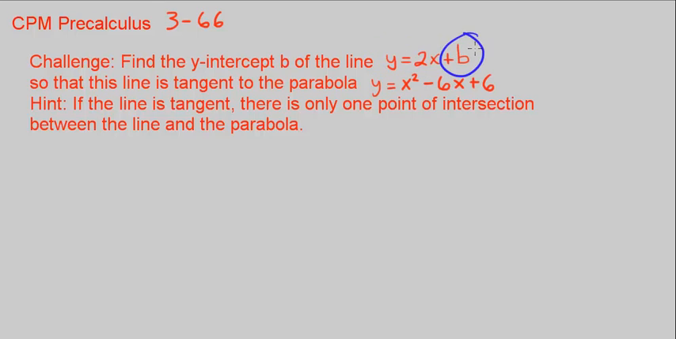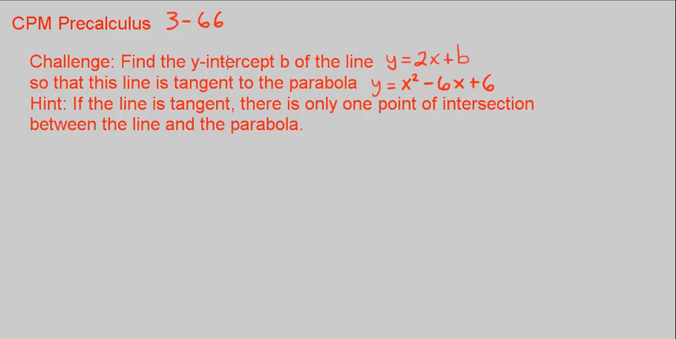Okay, so here's the y-intercept where it should be, so that the line is tangent to the parabola. And we have a parabola equation y equals x squared minus 6x plus 6. So the hint is going to be really helpful. If the line is tangent, there's only one point of intersection between the line and the parabola. So how should we start this?